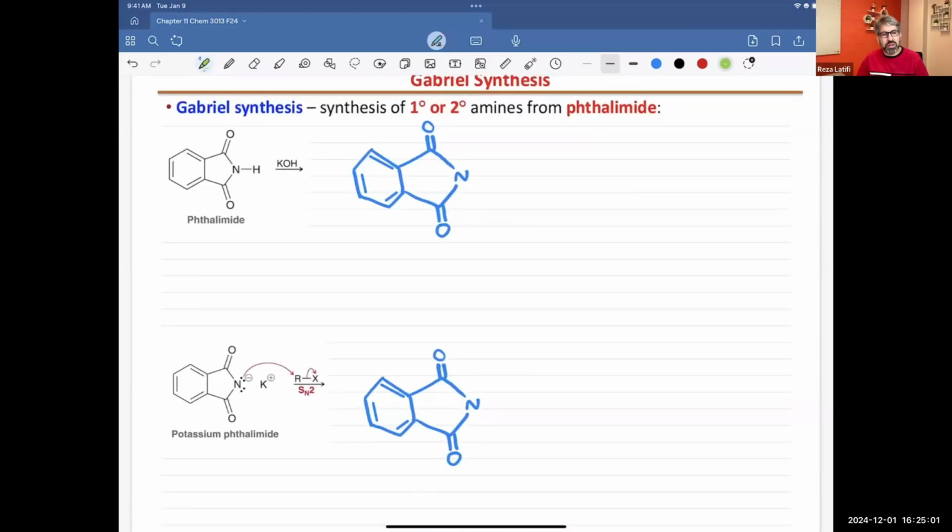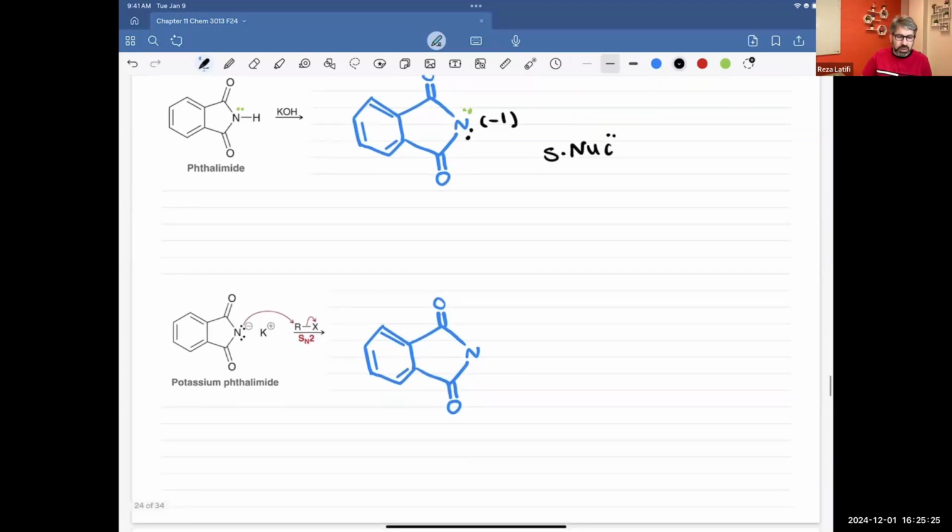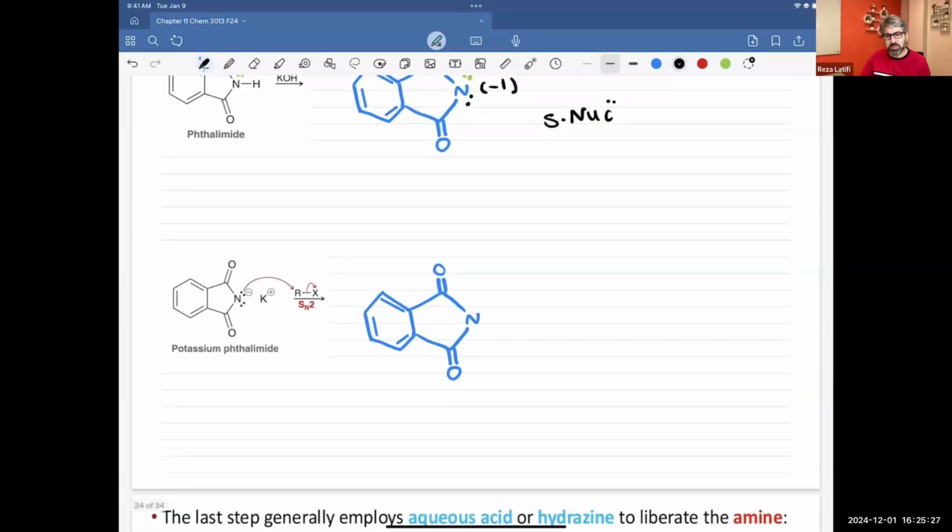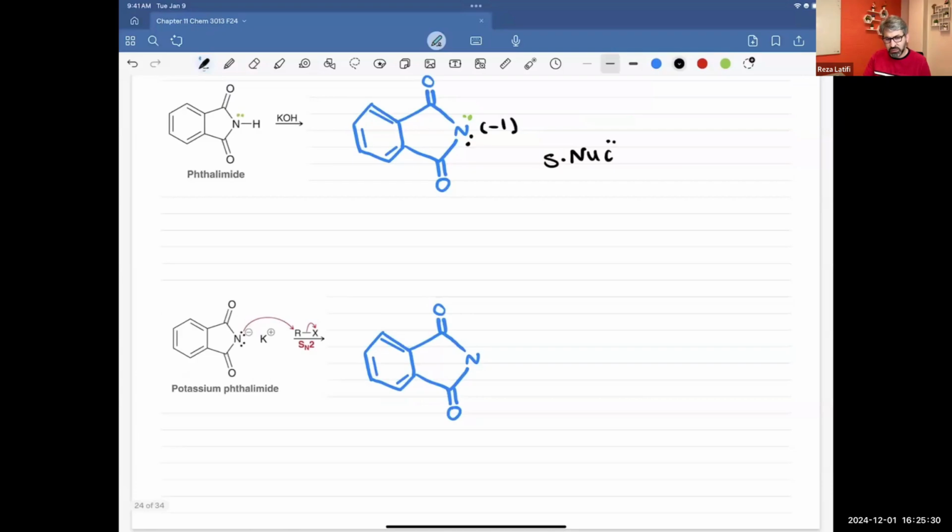In the Gabriel method, we have phthalimide. We treat it with a strong base. The strong base is going to generate nitrogen with a negative charge. Nitrogen already has a lone pair, so here you go, we have a lone pair, we get another lone pair, which means we have a -1 charge. Because it has a negative charge, it will be a strong nucleophile or strong base. This base or nucleophile can get involved in an SN2 reaction, and it will kick the leaving group out of the system through SN2.